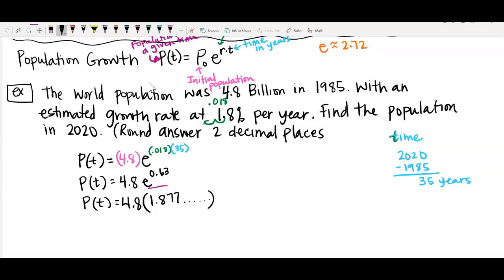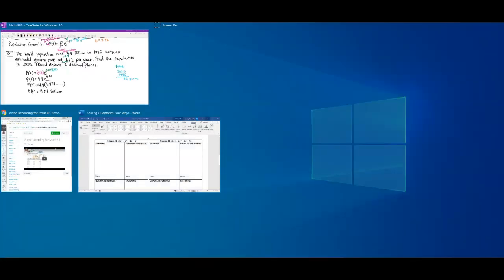So you should get that P of t, if we round to 2 decimal places, is 9.01. And remember that this is in billions. So 9.01 billion is what they estimated the population to be. Okay? So I want to just see here.